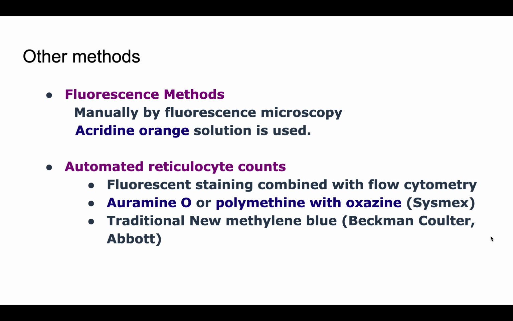What are the other methods which can be used apart from the manual methods? We had manual methods in which we were doing supravital staining. There is also a fluorescence method. This is done using fluorescence microscopy, and the dye which is used is acridine orange. Then automated reticulocyte counts can also be done. In certain Beckman Coulter machines, you have the traditional methylene blue method. In Sysmex, you have the Auramine O method. So these are also used in automation. So this was all about the reticulocyte count.